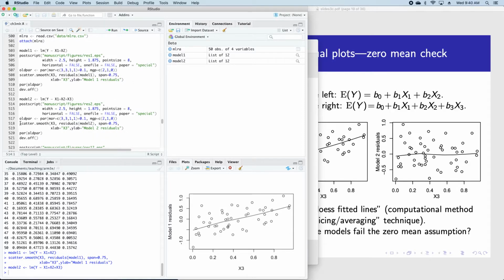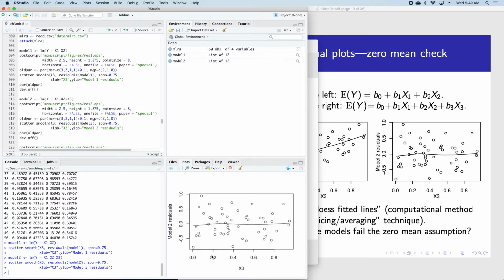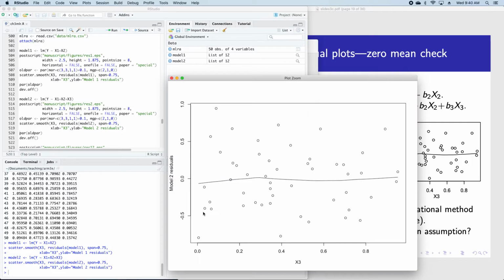And let's take a look at the scatter plot with the residuals and x3, see if things have improved. So if I zoom into here, yeah, clearly things have improved. Now this lowess smooth, which is tracking the average residual across the plot from left to right, is very close to being zero all the way across the plot. I don't have any worries about the zero mean assumption.